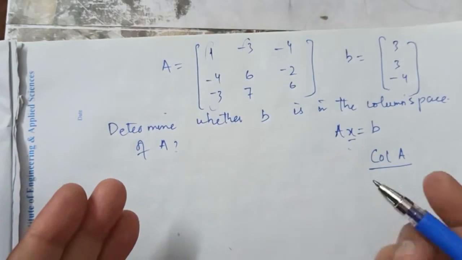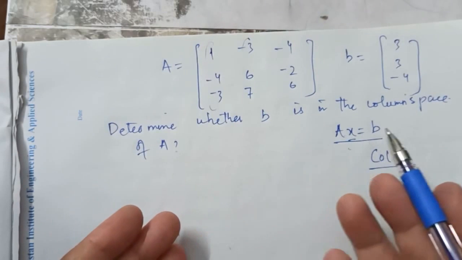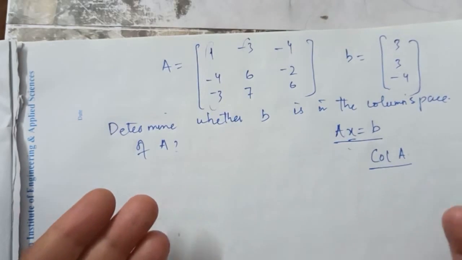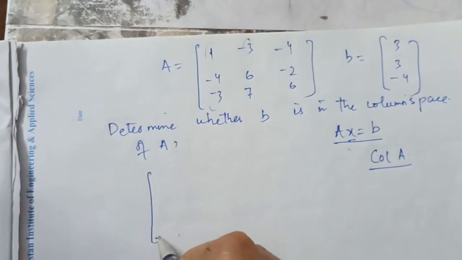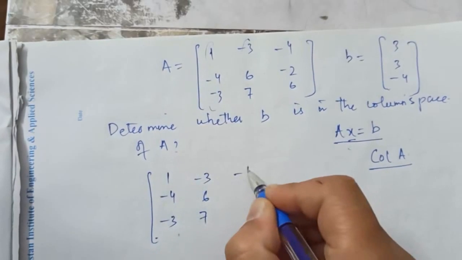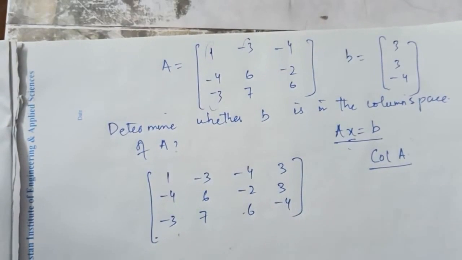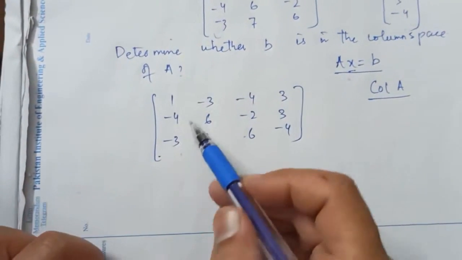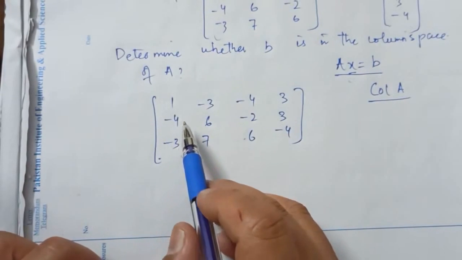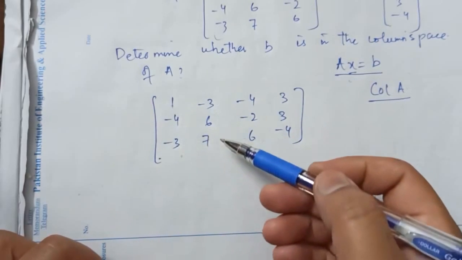And so it is equivalent to finding the solution set of a system of linear equations, and by using an augmented matrix, simply we can write here [1, -4, -3; -3, 6, 7; -4, -2, 6] and here 3, 3, -4. So I can do a sequence of operations: multiply the first row by 4 and add it to the second row, and multiply the first row by 3 and add it to the third row, and similarly I can reduce it further.